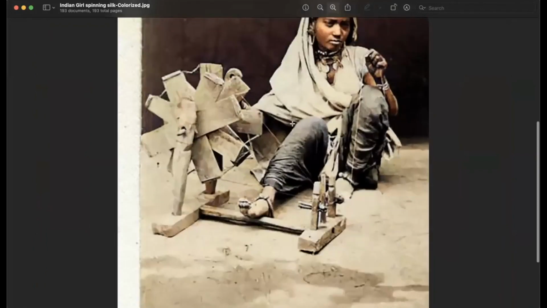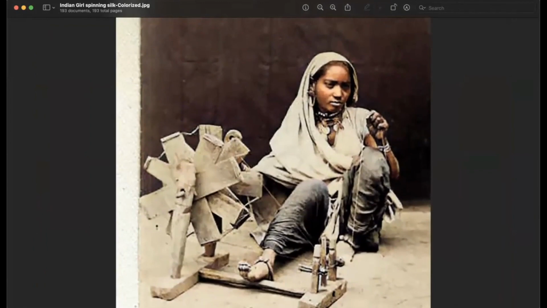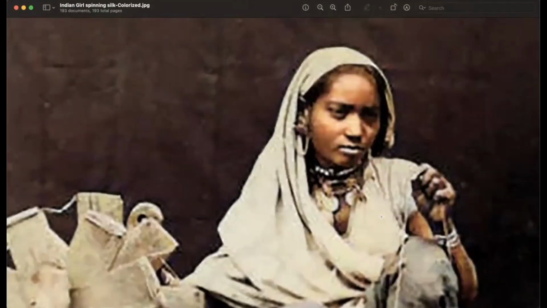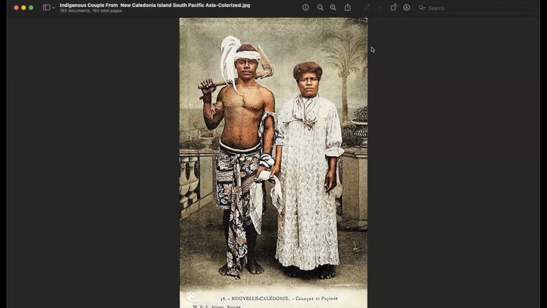We got another Hindu or Indian girl spinning silk. Look, using her legs and her hands. This is a skill, this is an art. And look at her. I just want you guys to really look at what she looks like. And again, her people in the 1500s, 1600s were being taken, enslaved, and brought to America and labeled as Chinos and Indios.